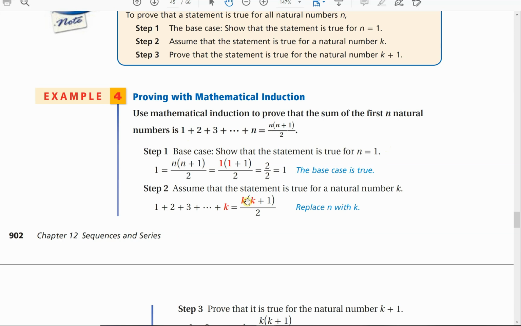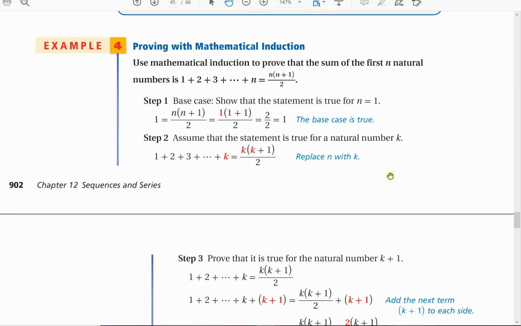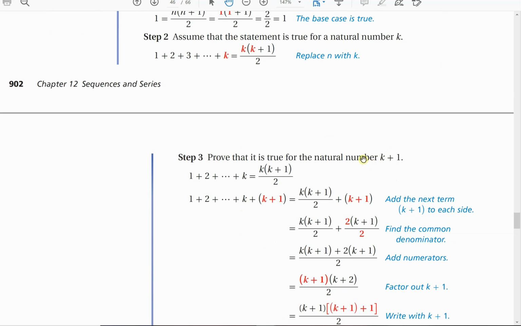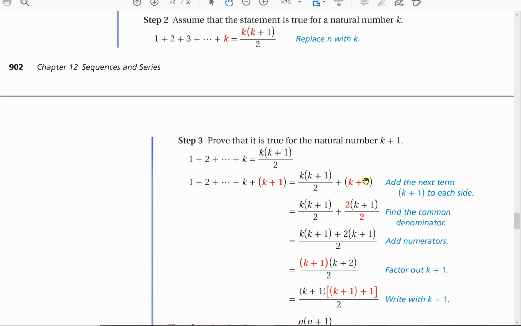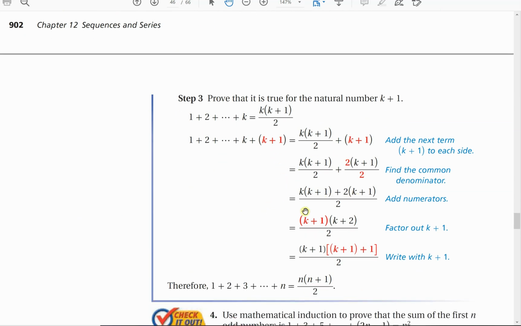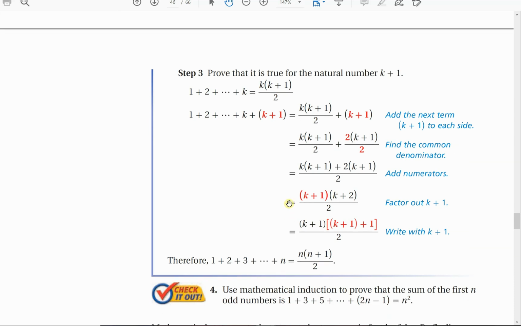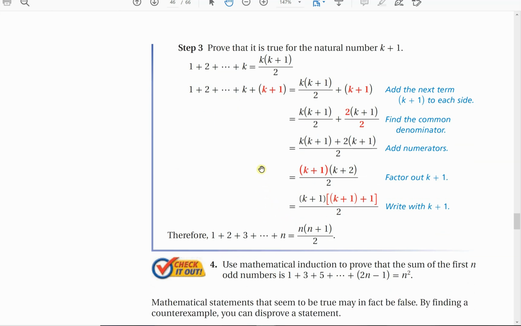If it's true for k, well, let's see. We'll plug in k. So we'll say k times k plus 1 over 2. Okay. Now let's see if it's true for k plus 1. So we've got to add k plus 1 here. Work it out. You need a common denominator, so we're going to use 2. Multiply by 2. Work it out. Factor out a k plus 1. You get k plus 1 times k plus 2, which is really like k plus 1 times k plus 1 plus 1. So it works. So that's induction.